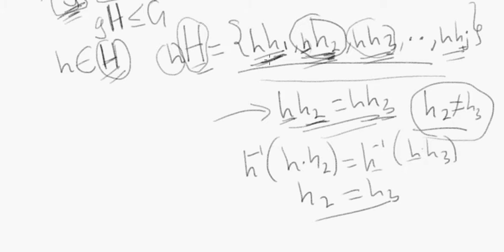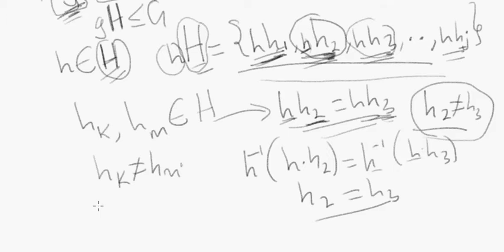That is, for all these separate h1, h2, h3 up to hj, h times h1 can never equal any of the others, right? We just proved it for h2 and h3, but it's left to you to figure out: if we have some hk and hm, elements of H, where hk does not equal hm, is it possible for h times hk to equal h times hm? Is that possible?